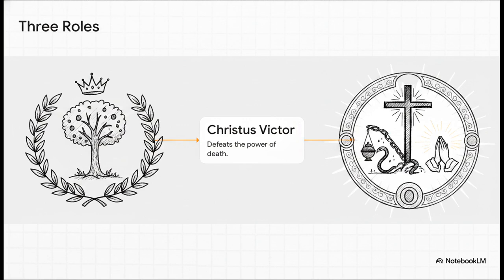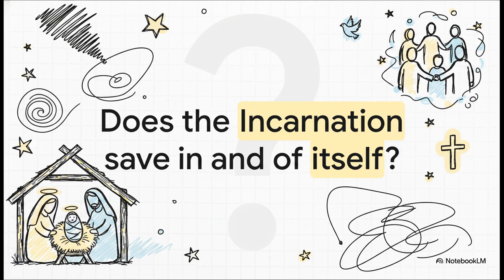Second, we have Christus Victor, the champion. To defeat the devil and the power of death, he literally had to share in the very flesh and blood of the people he was fighting for. Third, he's the great high priest. To be a relatable, merciful mediator who makes propitiation or atonement for sins, he had to be made like his brothers in every single respect. Every one of these roles completely hinges on him being human. But, this leads us to a critical, almost trick question within Dr. Peterson's structure.